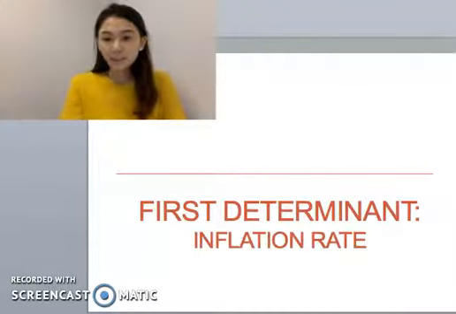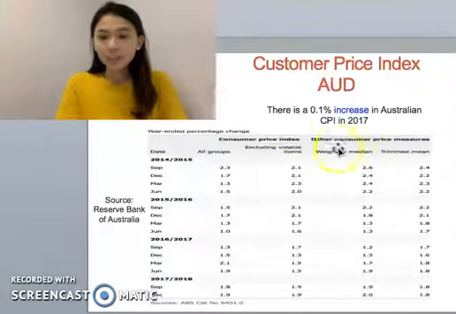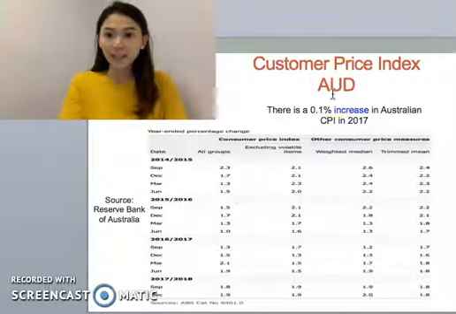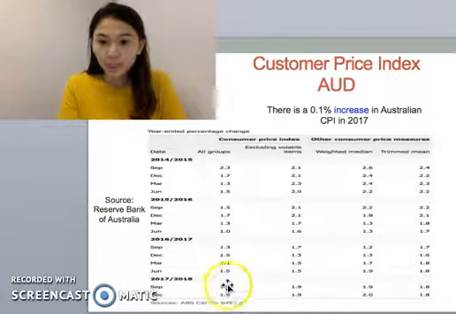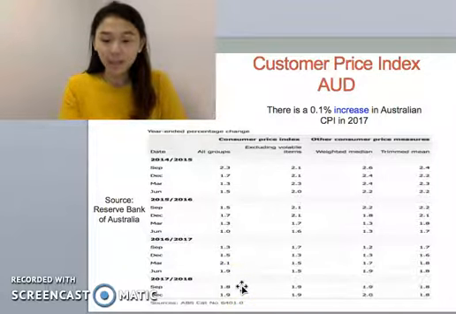The first determinant that we choose is inflation rate. We got the data from the Reserve Bank of Australia about the consumer price index in Australia. In September 2017, the consumer price index is 1.8%, and then there's an increase of 0.1% to 1.9% in December 2017.